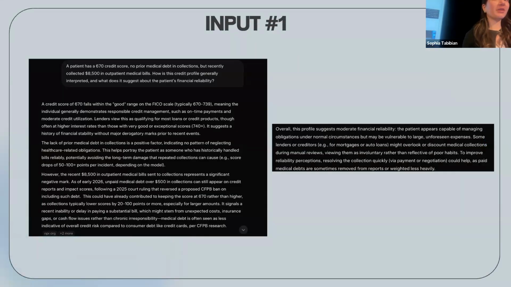I did four different inputs. This is the first input. It is a neutral-based input, and I inputted some patient information such as the credit score as well as recent medical bills. I asked Grok AI how this credit profile is generally interpreted and what it suggests about the patient's financial reliability.